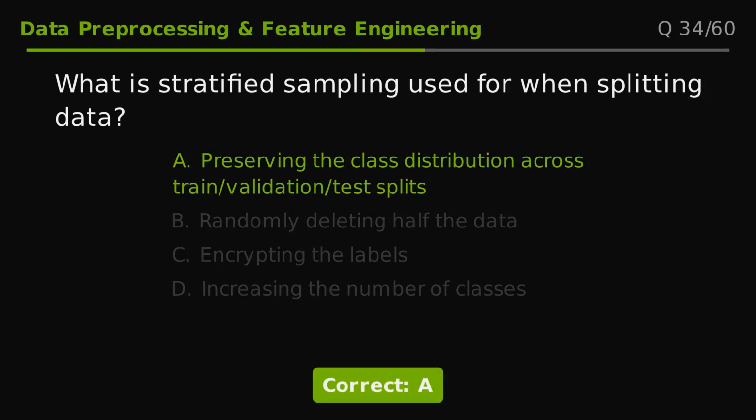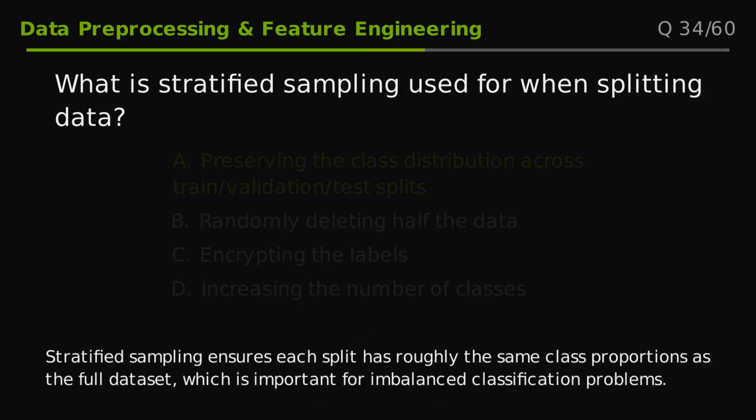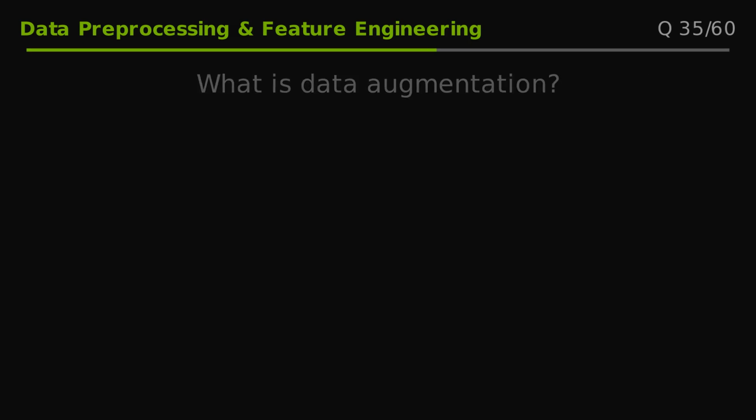The correct answer is A. Stratified sampling ensures each split has roughly the same class proportions as the full dataset, which is important for imbalanced classification problems.